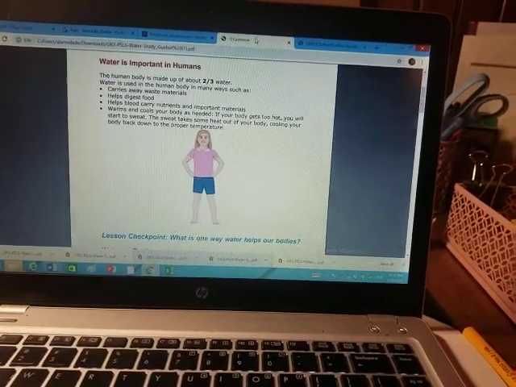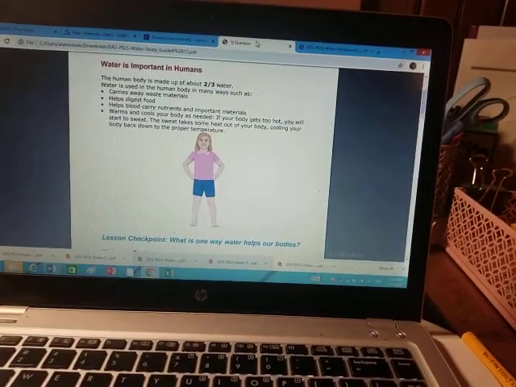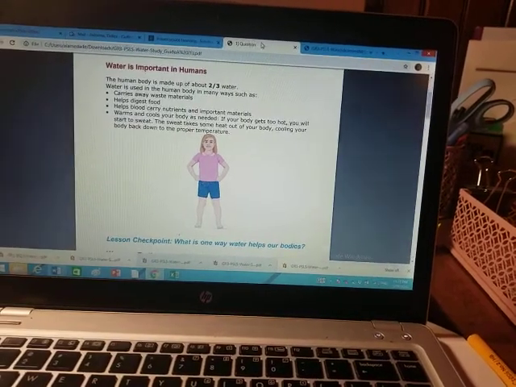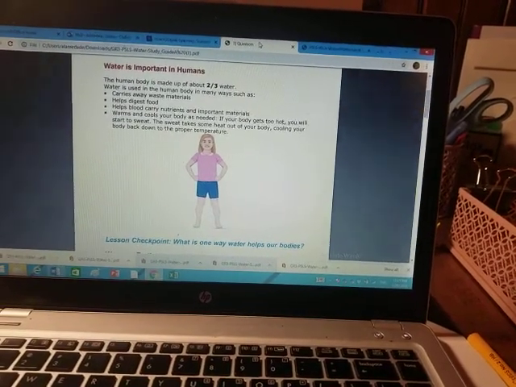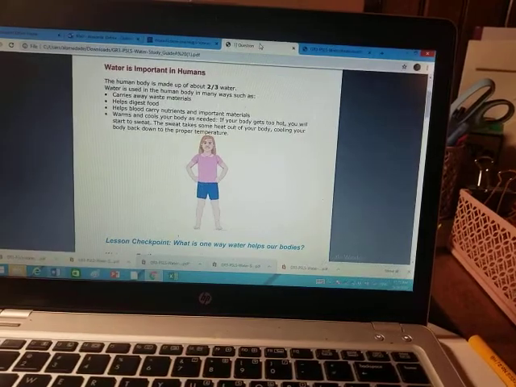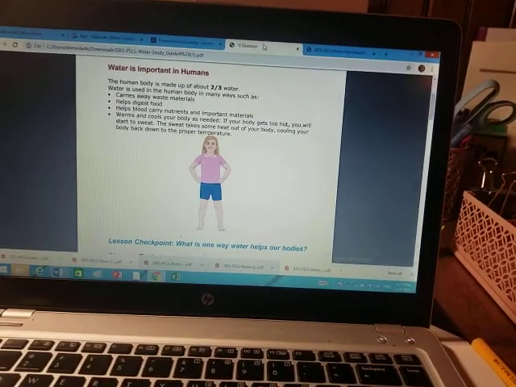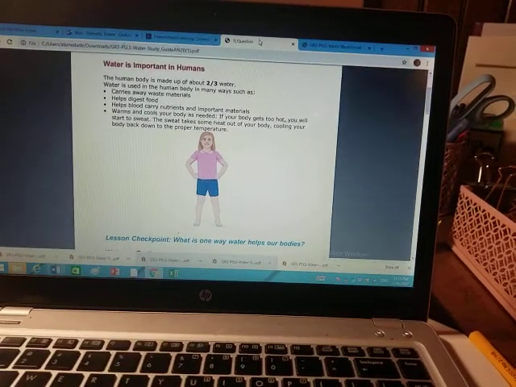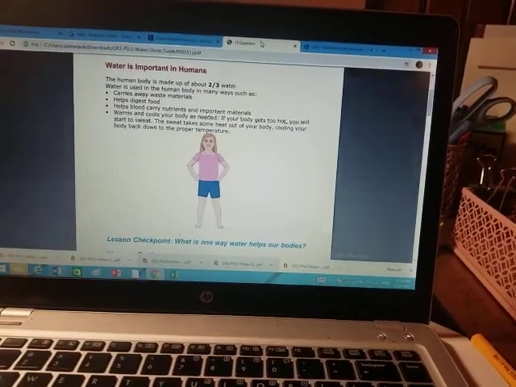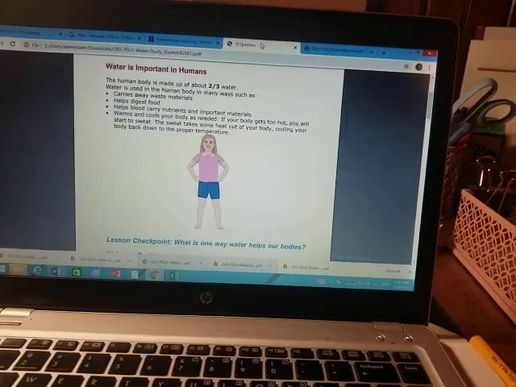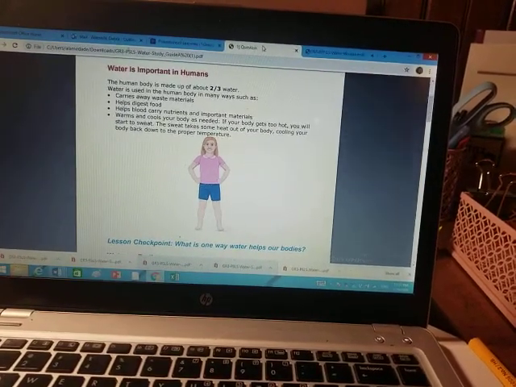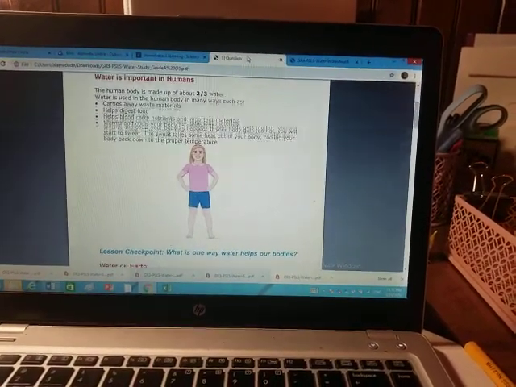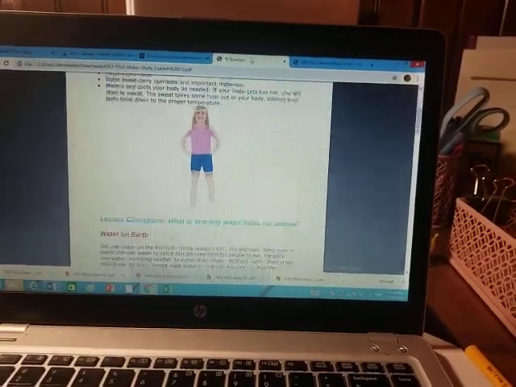Water is used in the human body in many ways, such as carries away waste material, helps digest food, helps blood carry nutrients and important materials. It warms and cools your body as needed. If your body gets too hot, you will start to sweat. The sweat takes some heat out of your body, cooling your body back down to the proper temperature. We're learning about how important water is for many different things.